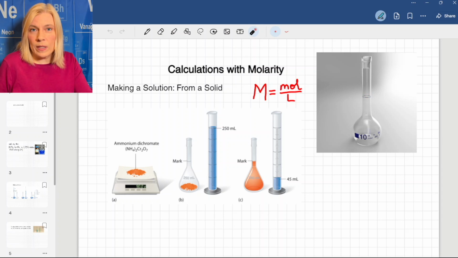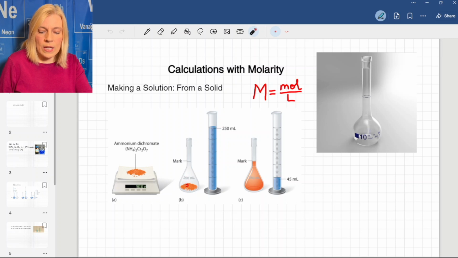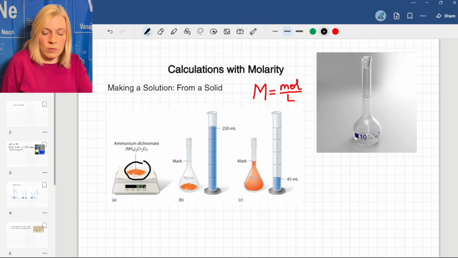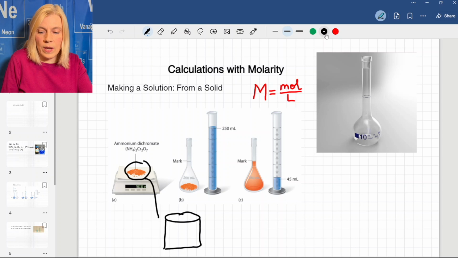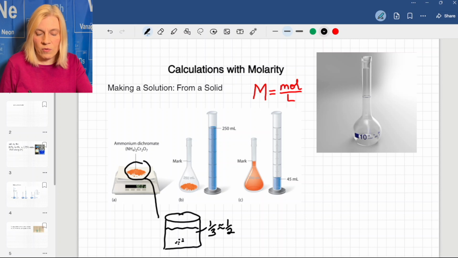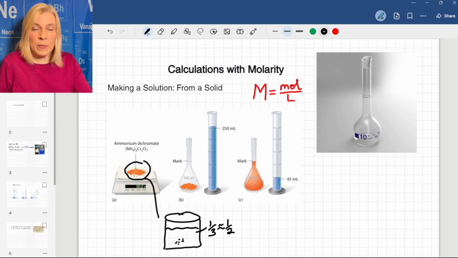I do not like this method because many times a solid will get stuck somewhere on a neck or maybe on a side of a volumetric flask, and it's very, very hard to get it out. So I think we're going to modify this. You're going to take your solid, whatever the amount you need, and then you will put it first in a beaker with a little bit of solvent, usually water. I'm going to say 1/3 or about 1/2 of the total volume that you need. Dissolve this solid first in a beaker.